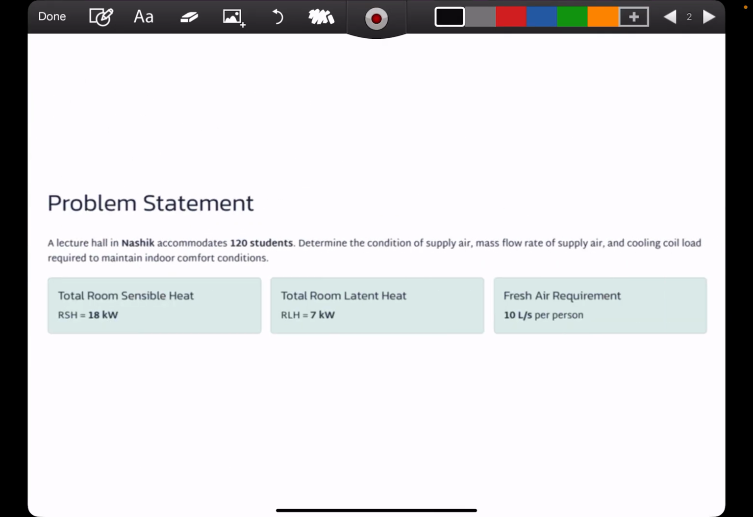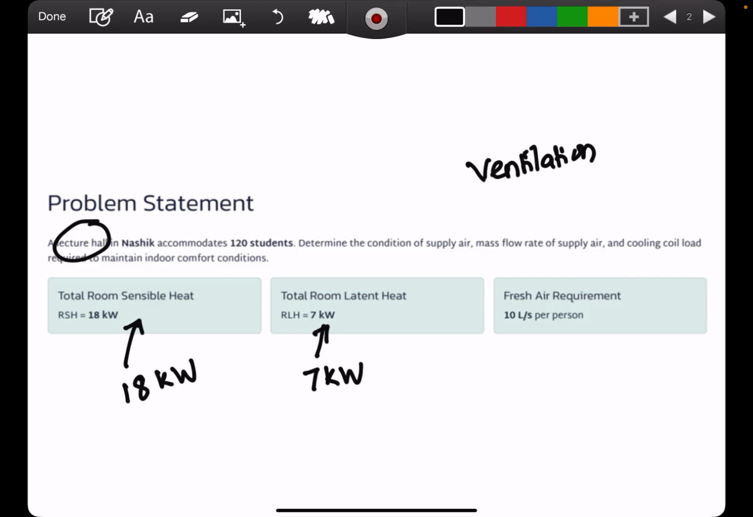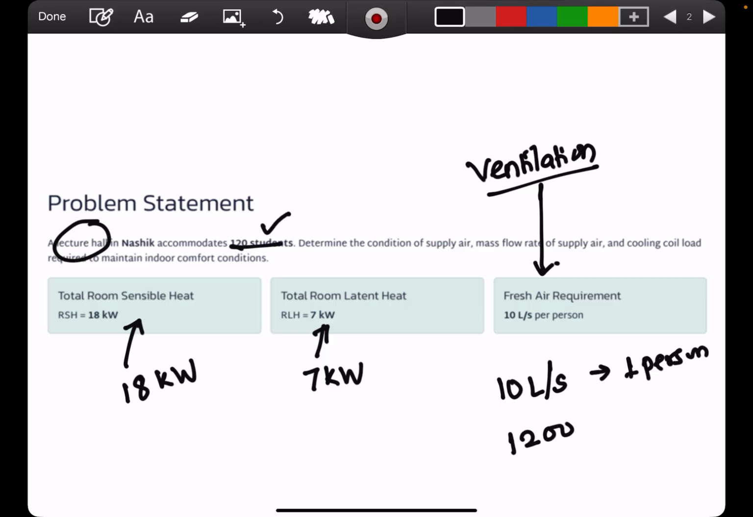So the problem statement looks like this: after load calculations, the sensible heat component is 18 kilowatts, the latent load is about 7 kilowatts, and because this is a lecture hall, it requires ventilation. Ventilation means fresh air needs to be supplied, and that requirement is 10 liters per second per person, and hence for the total 120 students, it would be 1200 liters per second.